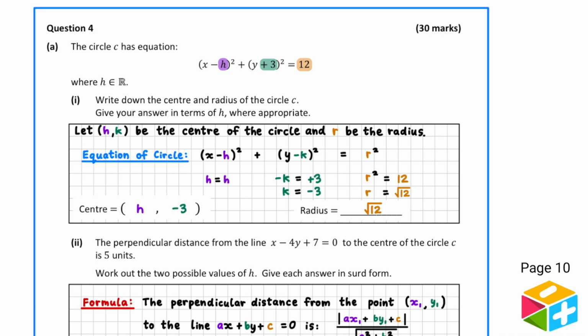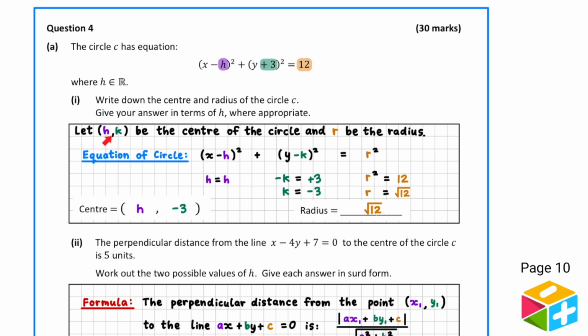In question 4a, we're told that the circle C has equation (x − h)² + (y + 3)² = 12. In part I, we must write down the centre and radius of the circle. There is a result from the formula book which will help us out here.